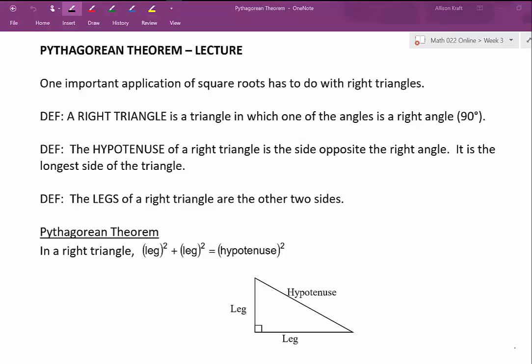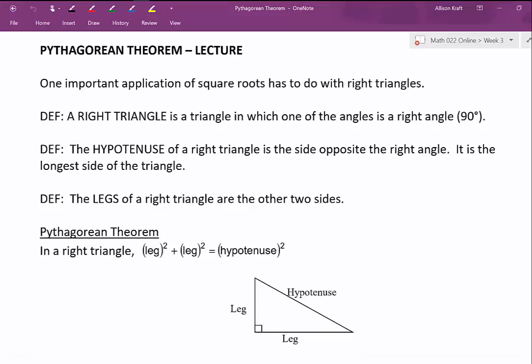In this lecture, we'll be discussing the Pythagorean Theorem. One important application of square roots has to do with right triangles. A right triangle is a triangle in which one of the angles is a right angle, which measures exactly 90 degrees. The hypotenuse of a right triangle is the side opposite the right angle. It is the longest side of the triangle. The legs of a right triangle are the other two sides.